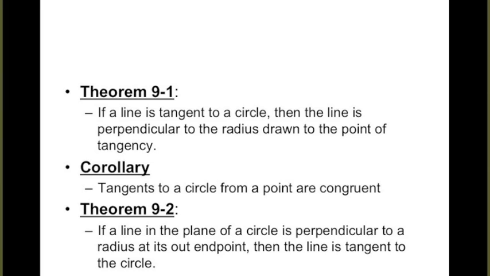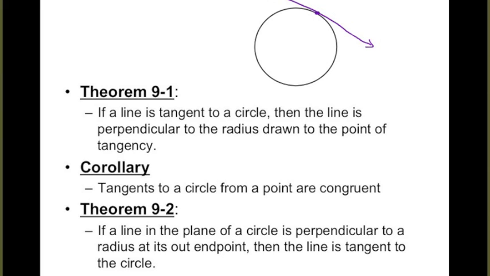Okay, a line is tangent to a circle. So I need a circle. I need a tangent. What did we learn a tangent was? It meets the circle at one point. It meets the circle at exactly one point. So it's just going to brush along the edge of the circle at exactly one point. A line is tangent to a circle.